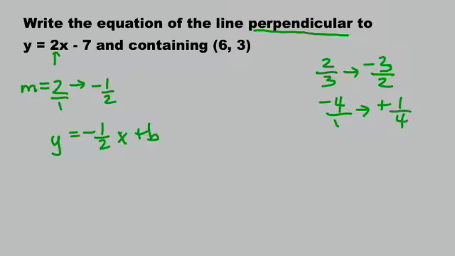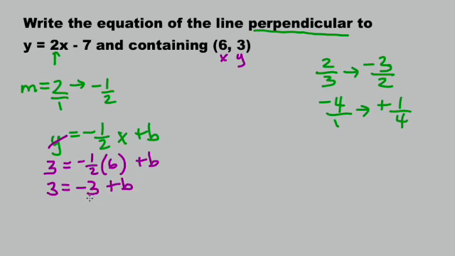And then we're going to go back and substitute for x and y. So y is now a 3. x is a 6, so I'm going to get -1/2 times 6 plus b. 6 times -1/2 is -3, so I get 3 equals -3 plus b. I'm going to add 3 to both sides, so I get 6 equals b. Therefore, my equation is going to be y equals -1/2 x plus 6.